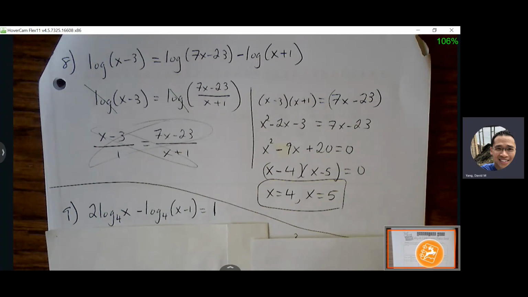Multiplies to be 20, adds to be -9. So that would be -4 and -5. Solve for x, we get 4 and 5. And 4 and 5, we got to check every parentheses here.